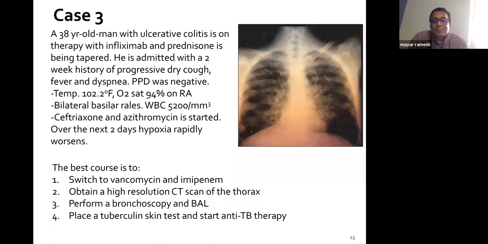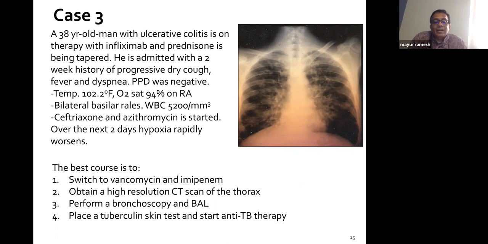Ceftriaxone and azithromycin were empirically started. Over the 2 days, hypoxia rapidly worsens. So the concern here is, what is going on? Would you switch to vancomycin and meropenem for a HAP condition, or would you do a high resolution CT to understand the process a little bit better?